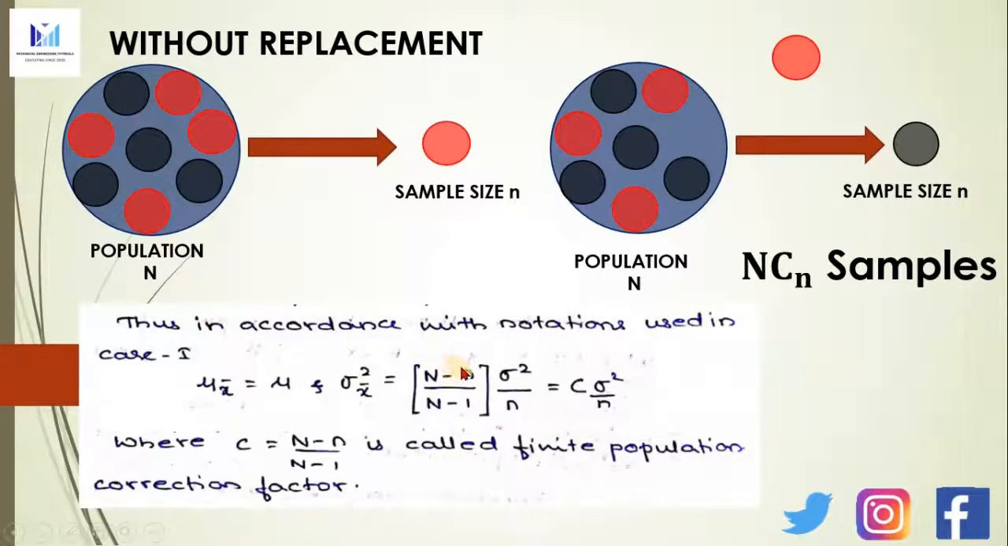Thus, in accordance with the notations used in case 1, mu x bar will be equal to mu and sigma square x bar will be equal to (N minus n) upon (N minus 1) times sigma square by n. Here small n is the sample size and capital N denotes the population. (N minus n) upon (N minus 1) is the constant here, which is denoted as C. This is called the finite population correction factor. So this will be C into sigma square by n.